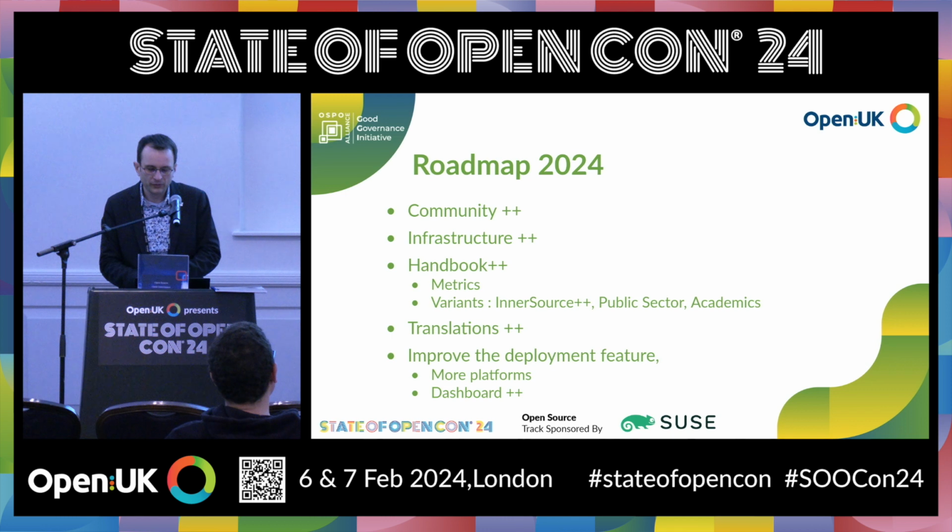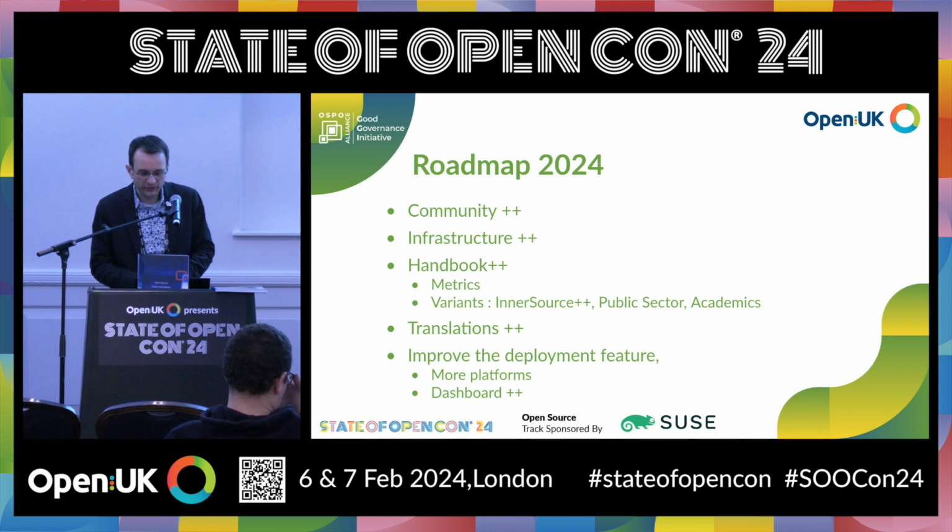We will be improving and enriching the handbook, so more metrics also to be able to better follow, better understand where you are deploying your OSPO and showing your progress to your management, to your executives, so to justify that you need an OSPO, and to come up with more variants. So we started with inner source. We want to improve the inner source part of the variants, but we need more variants also with specificities, for example, from the public sector, for academics, because they are dealing with a specific issue, like, for example, with academics, with open science. This is something you see less in the private sector.